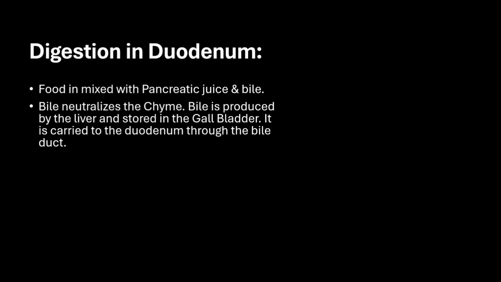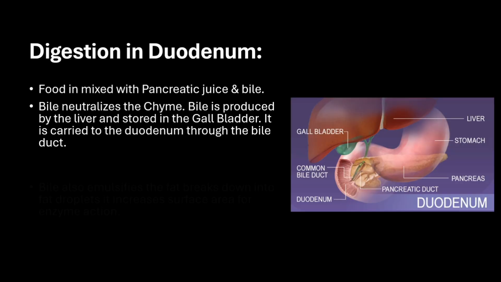Bile has a very important function in digestion. First of all, bile neutralizes the chyme. As we know, chyme is very acidic as it is mixed with hydrochloric acid. So bile neutralizes the chyme, and bile is produced by the liver. It is stored in the gallbladder and carried to the duodenum through the bile duct in order to mix with the food, as you can see in this diagram.